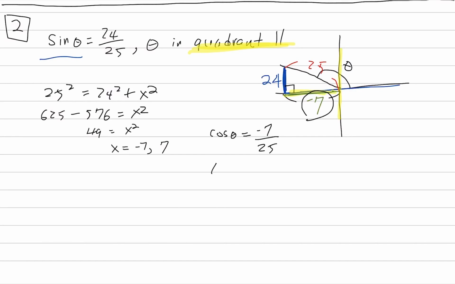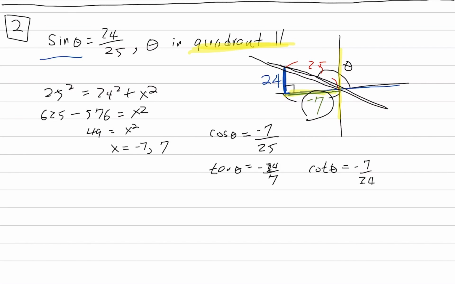Tangent is slope of this terminal right here, slope of this, which is changing y over changing x. So it'll be -24/7. Okay. And cotangent is reciprocal of that.